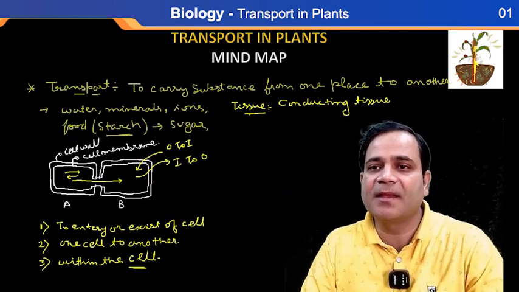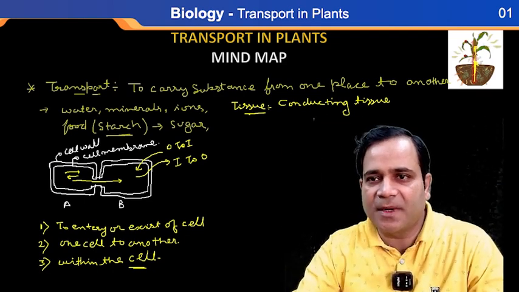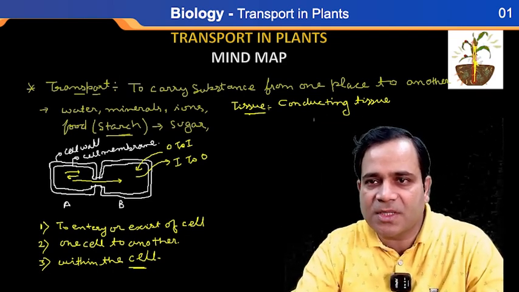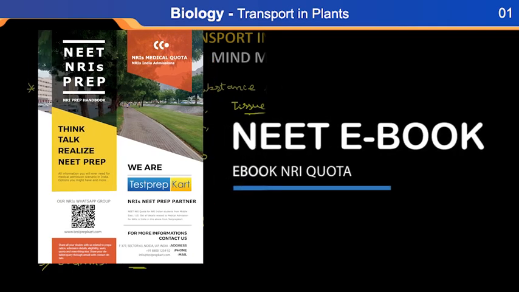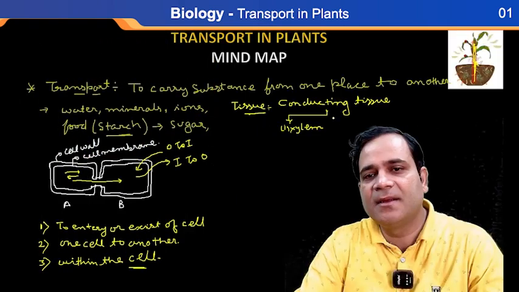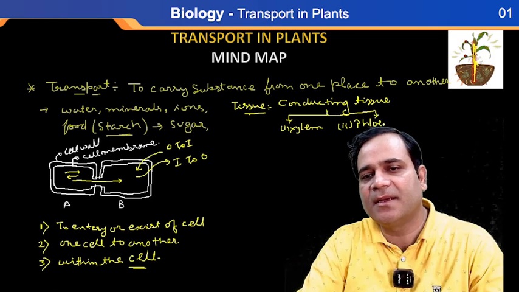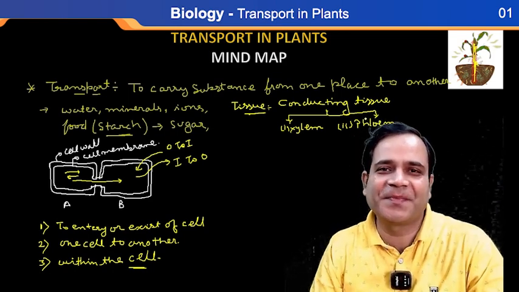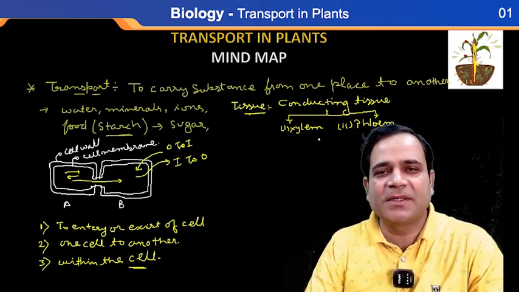Yes or no? Yes. On the top of my head, see there. This one is the plant, no? Then how is the substance to be carried? With the help of conducting tissue. That very conducting tissue is of two types. Number one is xylem, my dear. And number two is phloem, my dear. Hope you all are getting it. Okay, so the term conducting tissue is clear.